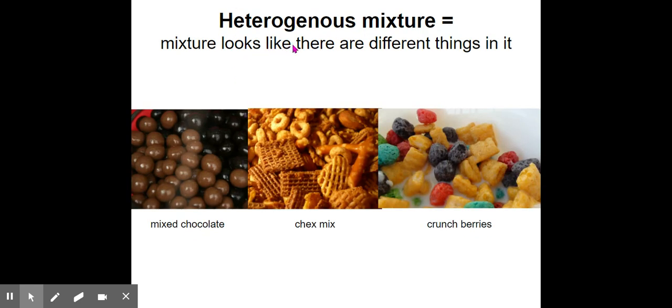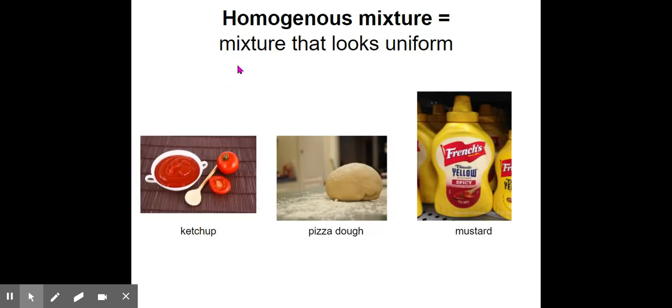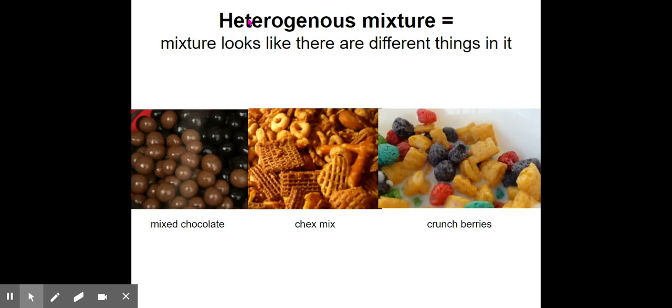A heterogeneous mixture is a mixture that looks like there are different things in it. Okay, so here's some examples of these things that you can see the heterogeneous mixture. And if you forget these, you know other things that are homo and hetero. So, like homosexual means people that like the same gender. So that's what homo means, it's same. So, it looks the same. Hetero means, heterosexual people like people of the different gender. So, it means different. So if the mixture looks like there are different things in it, that's a heterogeneous mixture.